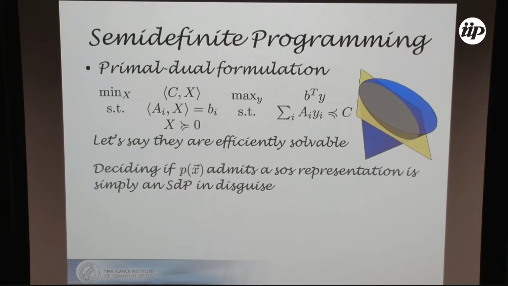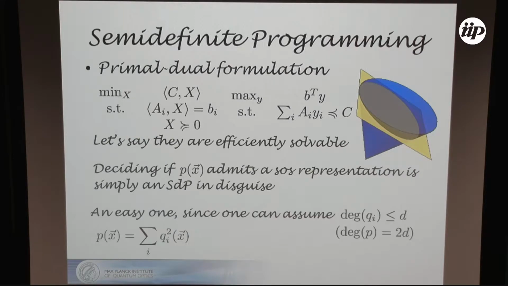Right, and now deciding if a polynomial admits a sum of squares representation is simply an SDP in disguise, right? And if we are over the reals, I mean R^n, it's an easy one because you can bound the degree of these polynomials here, right? And then you just, okay.